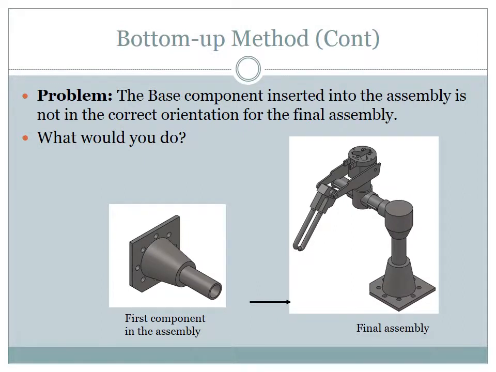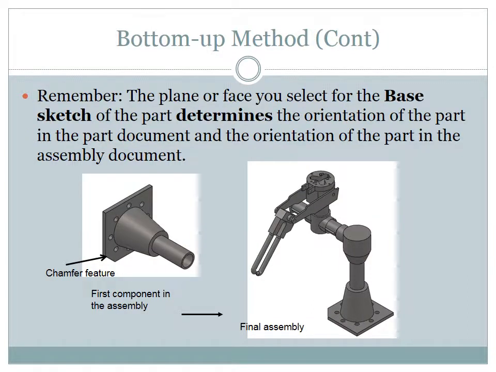But what if this occurs? Something that occasionally happens with CSWA parts. The base component inserted into the assembly is not in the correct orientation for the final assembly. What would you do? Remember, the planar face you select for the base sketch of the part determines the orientation of the part in the document and the orientation of the part in the assembly document.